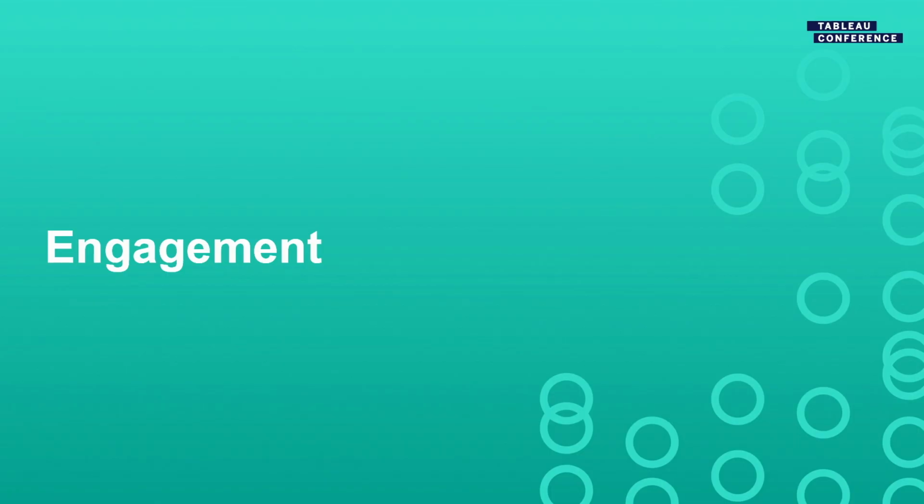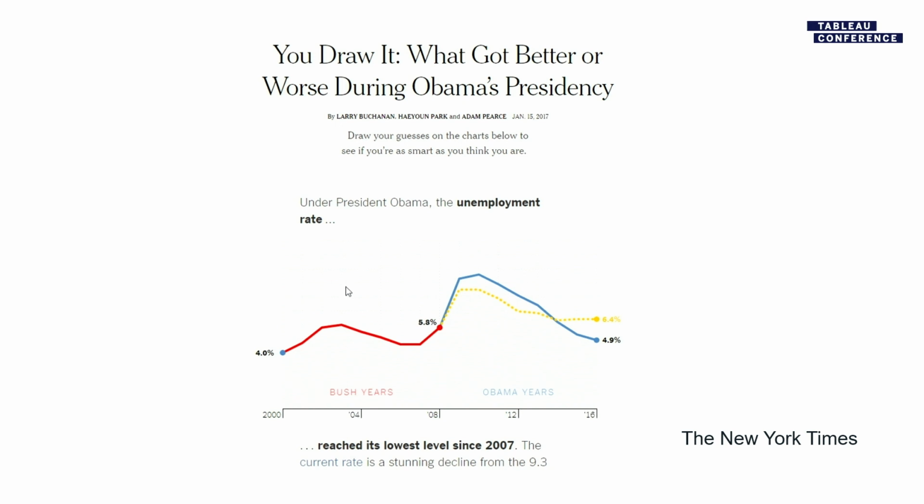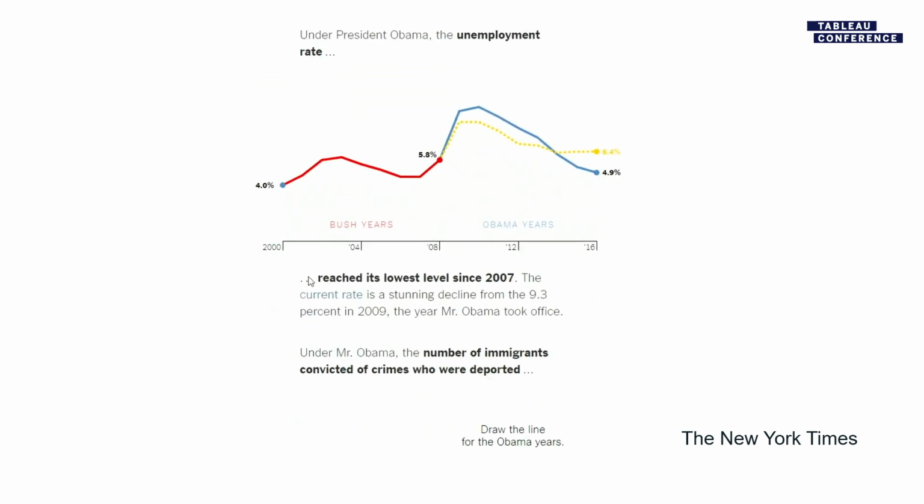So the next element is engagement. Let's look at this example. If we think about media, I think media people know better than anyone how hard it is to keep a reader's attention. So the editors actually found a really clever way to put the readers in the driver's seat. In this section, the New York Times gets the readers to draw what they think the unemployment rate is before showing them the actual numbers. So it lets the readers be really personally invested and really engage with the topic.